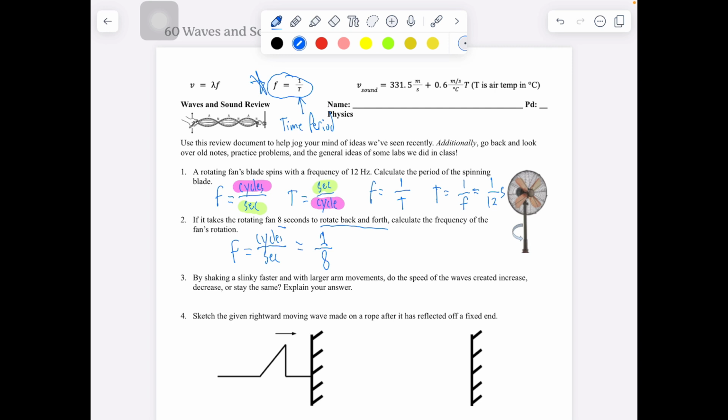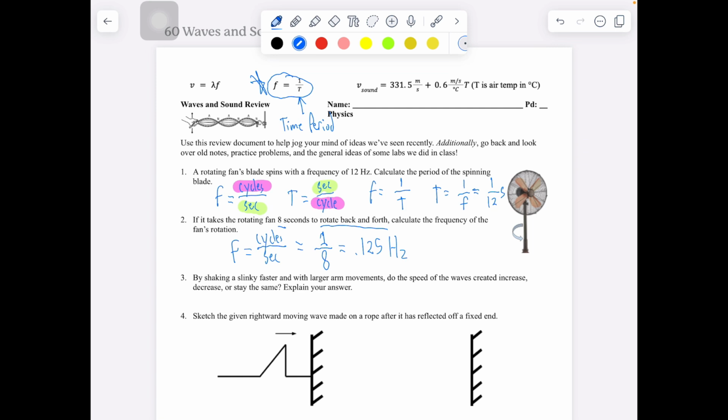Now, of course, we could write this out as a decimal if we wanted. 1 over 8 is 0.125 Hertz. Make sure to tack our units on there. If we're struggling with frequency and time period, the biggest help would be remembering that frequency has units of Hertz, time period has units of seconds.